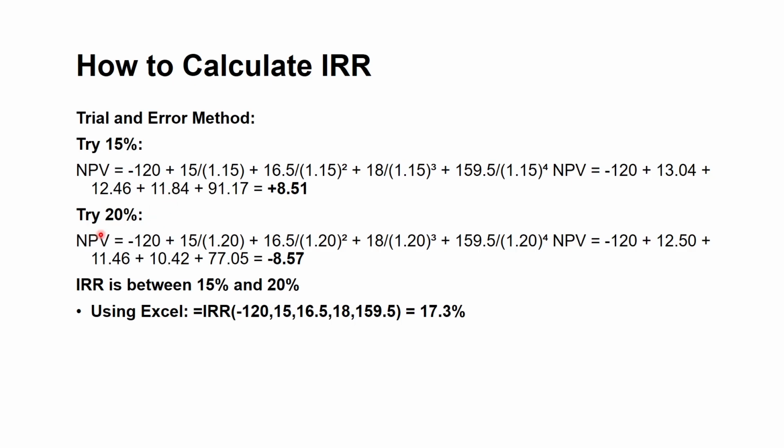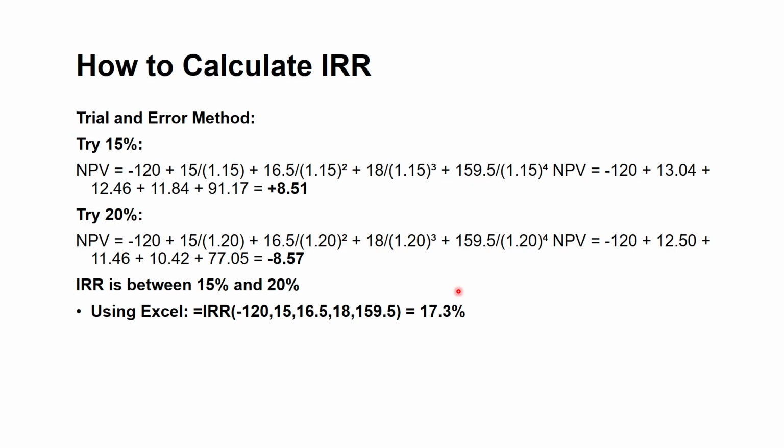So, using interpolation or the Excel IRR function, we can find the precise answer, and that is 17.3%. So, this means the investment generates exactly 17.3% annual return over a 4-year period.